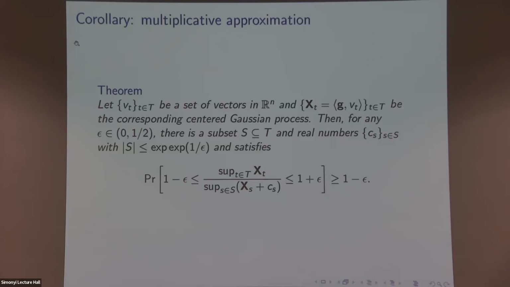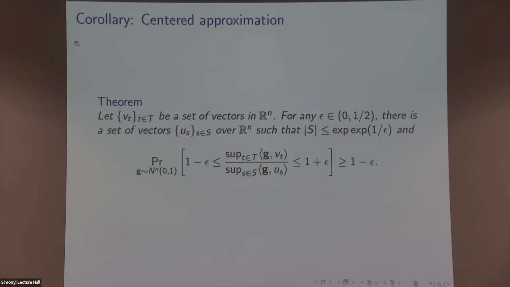So far, these are still non-centered approximations. There's a way to get centered approximations. Since we started with a centered Gaussian process, you can make sure the approximator is also centered, but then you can no longer go with a subset of the vectors you started out with. You will have to create a new set of vectors. Basically, you take those constants and create fake vectors which are almost that constant. If you allowed improper approximation instead of a proper approximation, you can create a centered Gaussian process and have the exact same guarantee.